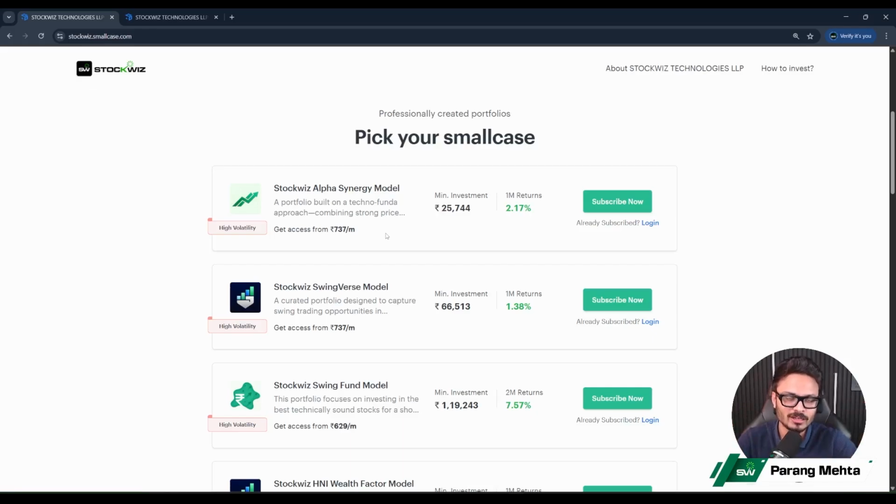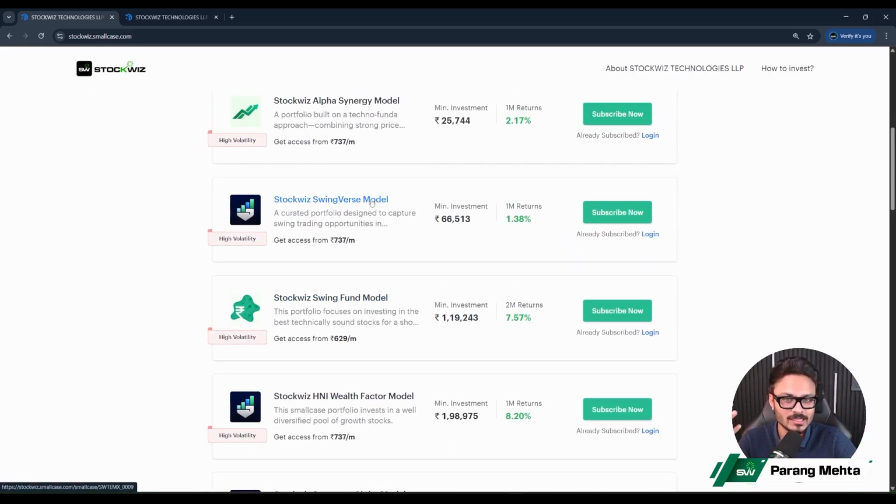However, in a mutual fund, usually you are going to be charged based on the assets that you invest in. So you are being charged on a percentage basis in a mutual fund, which is far more expensive, versus in a small case where you're only charged a flat fee, and you can invest any amount that you would like. We also have a Stockwiz Swingverse model.